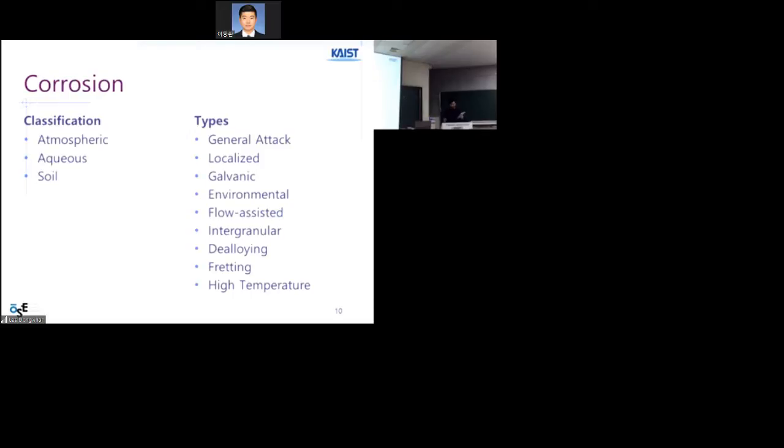Localized corrosion. There are three types of localized corrosion: pitting, crevice corrosion, and filiform corrosion. Pitting happens when there is a small hole in the metal, and the corrosion, localized at that point, starts to spread and deteriorate the metal.